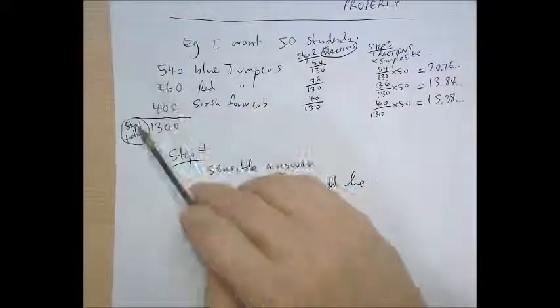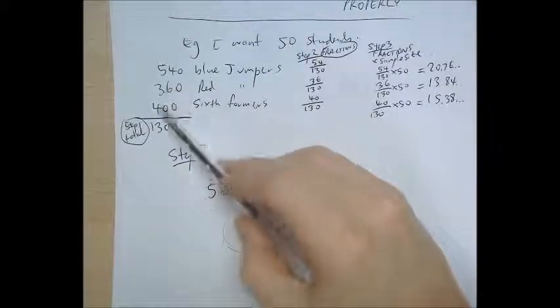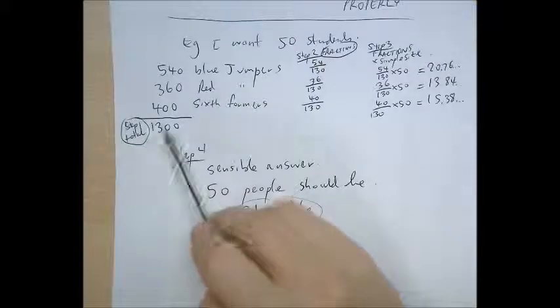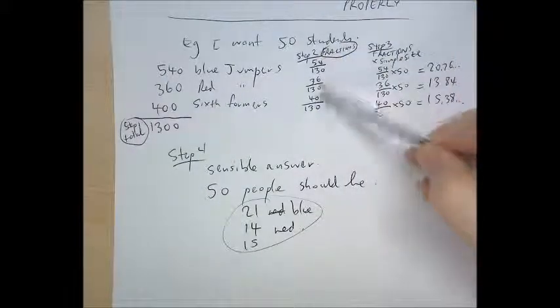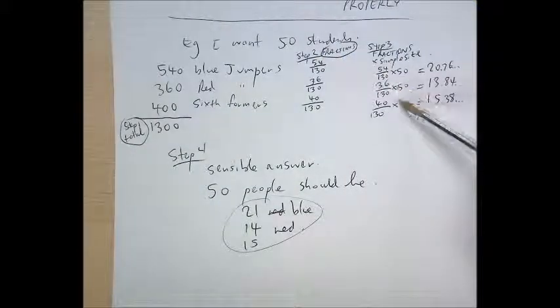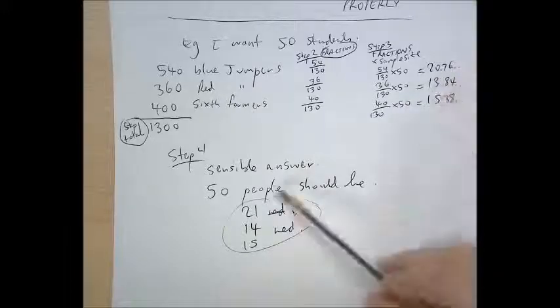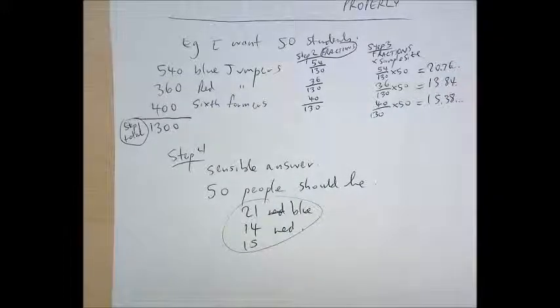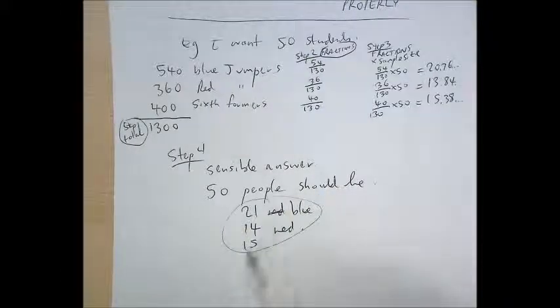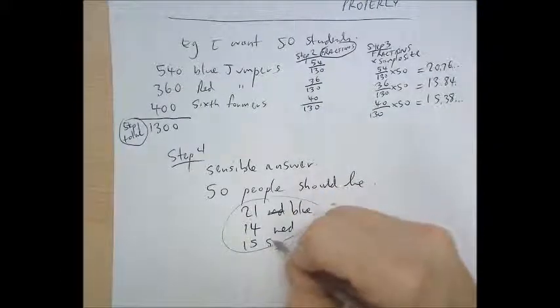Step 1, set out your totals vertically. Step 1, make the total. Use the total to make fractions. Times the fractions by the sample size. Take your decimals and present a sensible answer. Is everyone cool with that? So your 50 people should be 21 blue, 14 red, and 15 sixth formers.